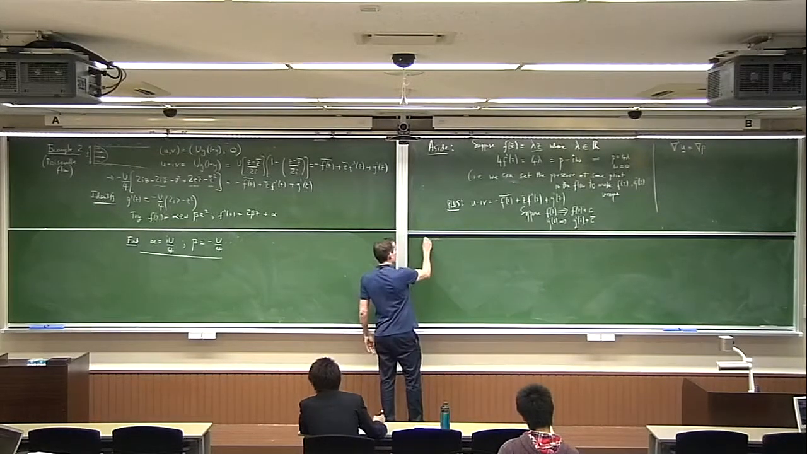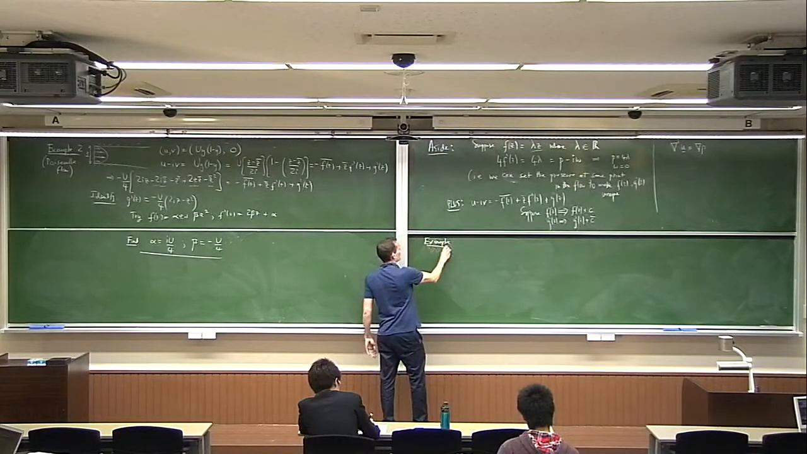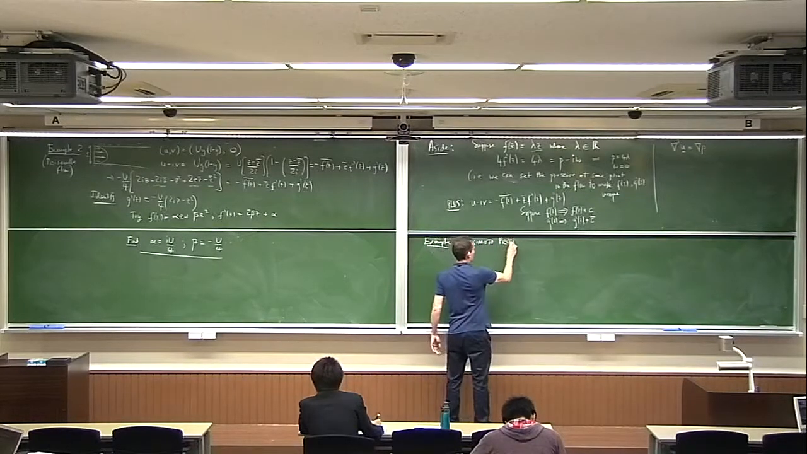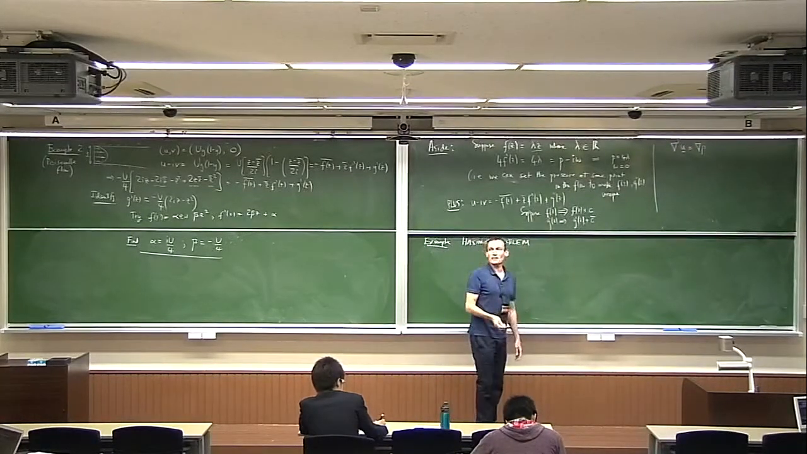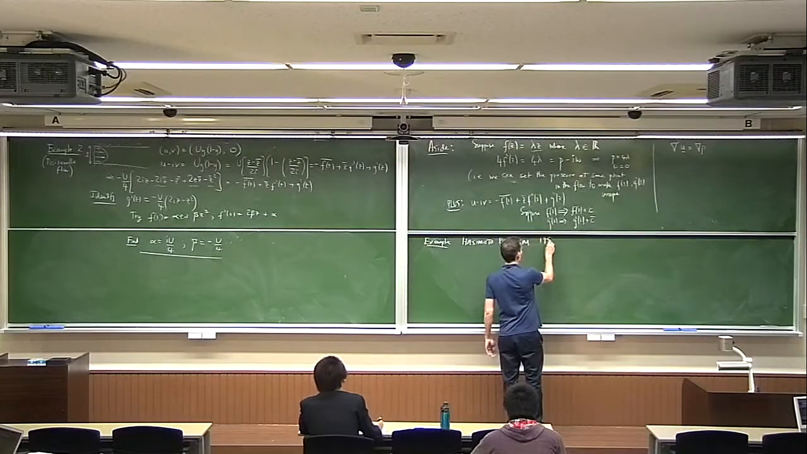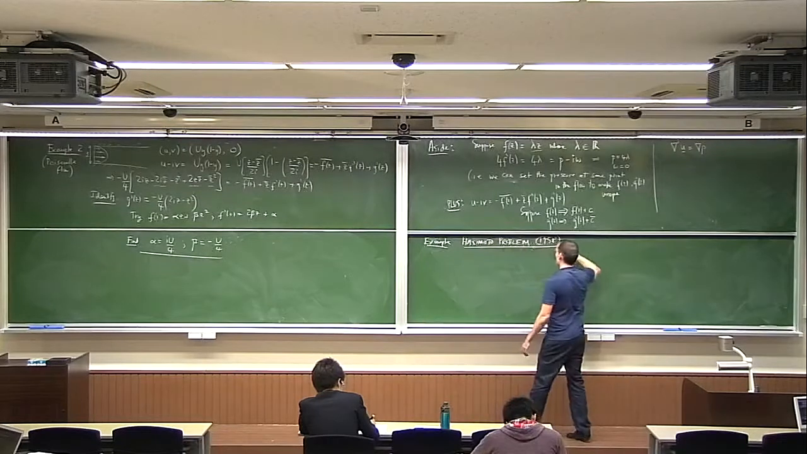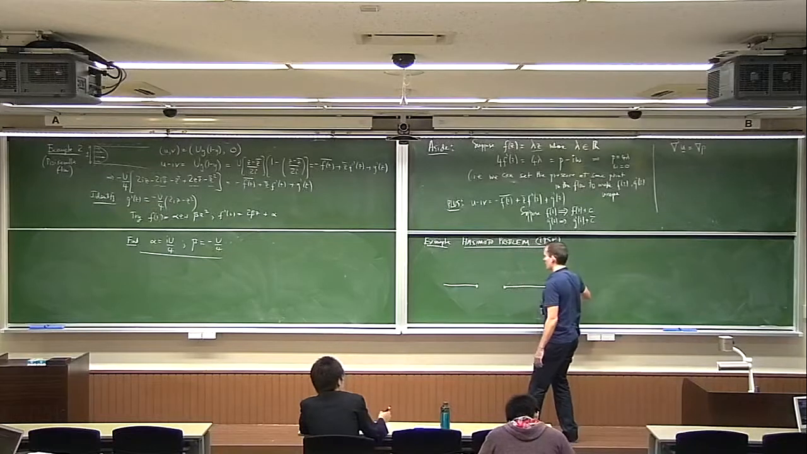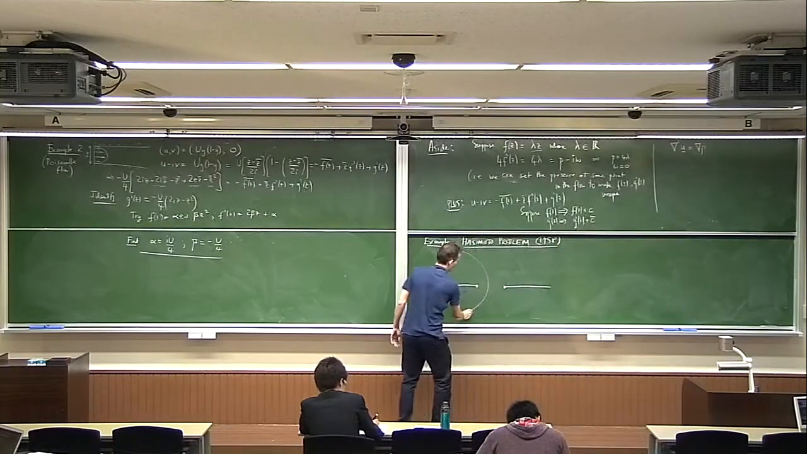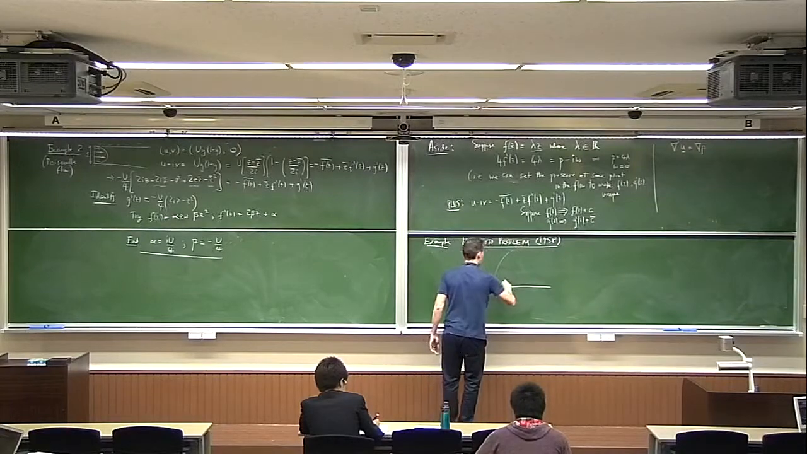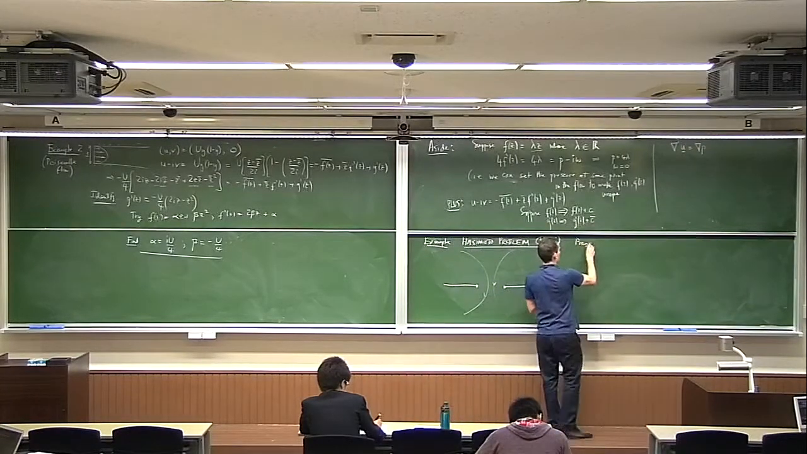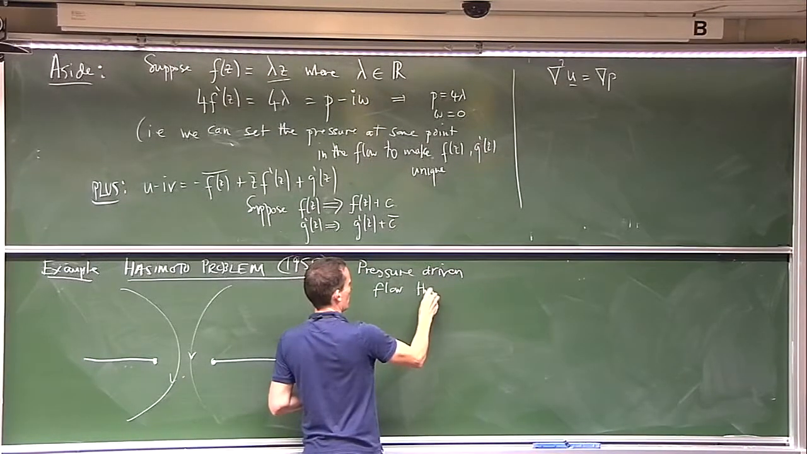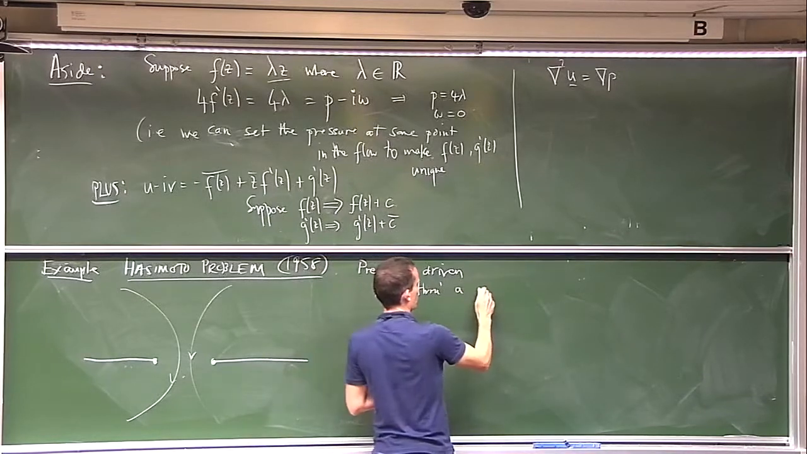So this is example 3. We're going to do a problem that Hashimoto solved. Guess how long ago? 1958. So this is quite a long time ago. And what he considered, and this is a great problem given what I told you last time, was the problem of pressure-driven flow through a gap in a wall.